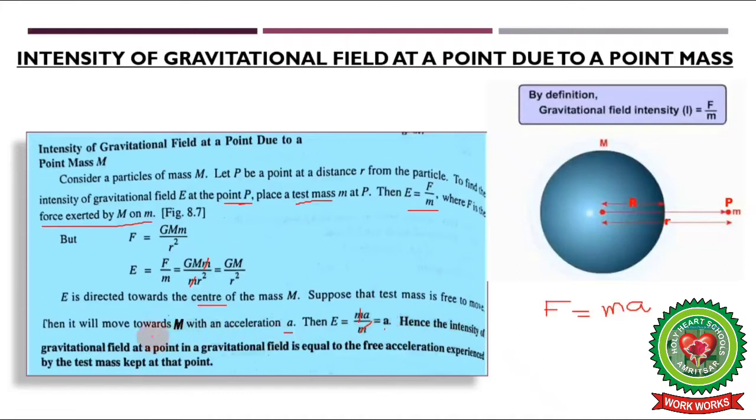Hence the intensity of gravitational field at a point in a gravitational field is equal to the free acceleration experienced by the test mass kept at that point. So we can say that intensity of gravitational field at a point is equal to the free acceleration experienced by a test mass at that point.